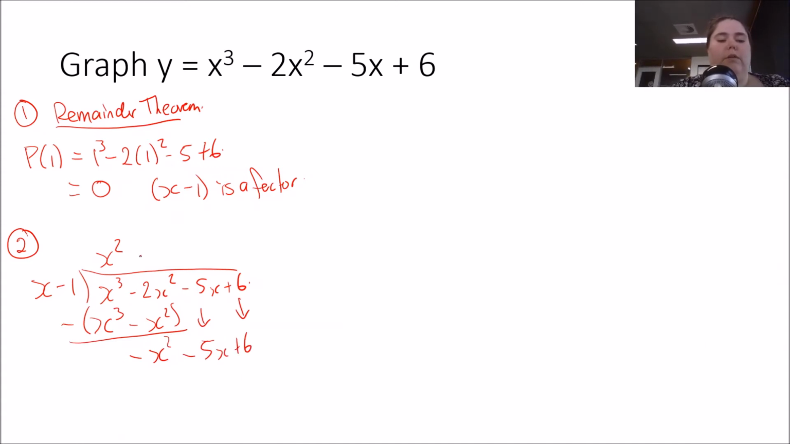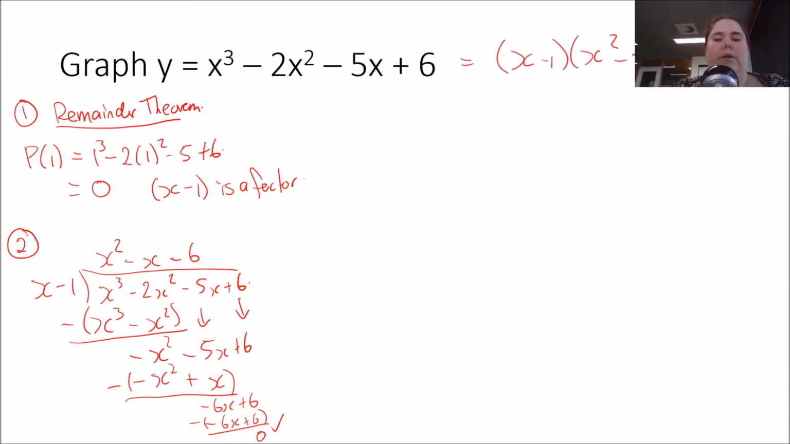X times what gets me negative x squared? Well, negative x. Then we times him by both of those guys over there. Subtract him off. So that gets me negative 6x plus 6. Then we've got negative 6. Subtract him off, it equals 0. Perfect. So now I know my equation is x minus 1, x squared minus x minus 6, which I can fully factorize to that guy. So all I did was factorize the quadratic in that step.